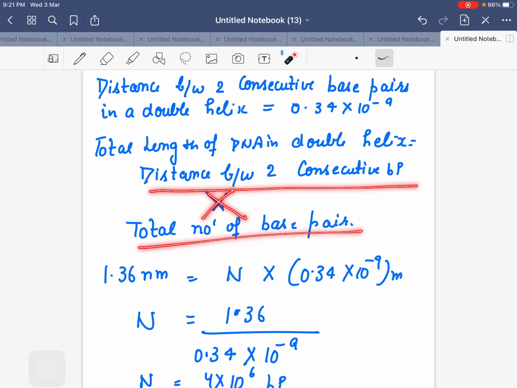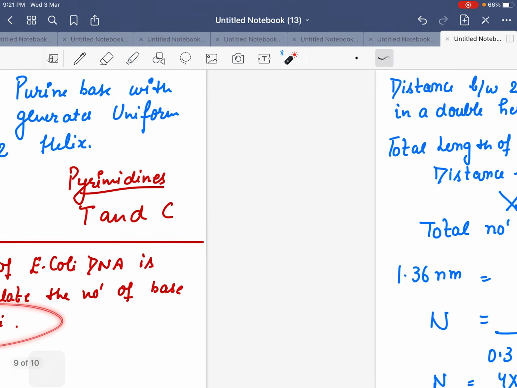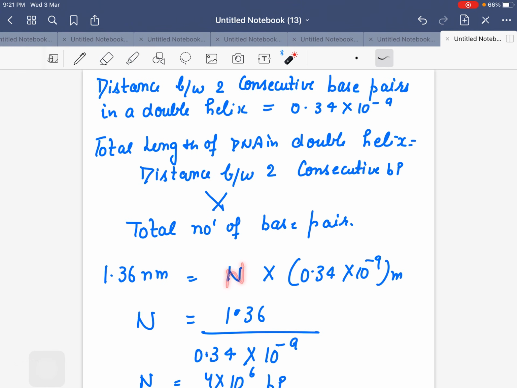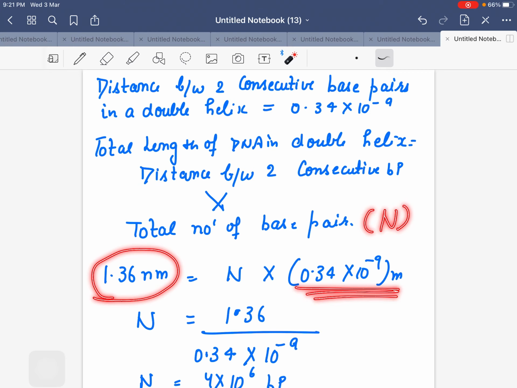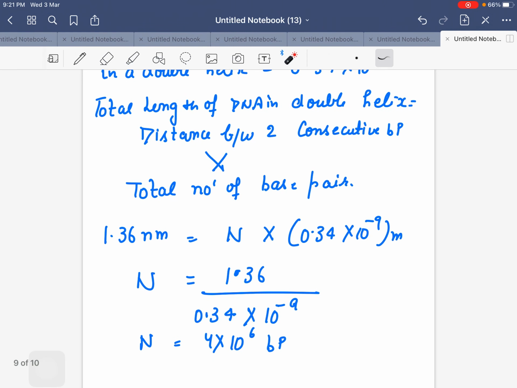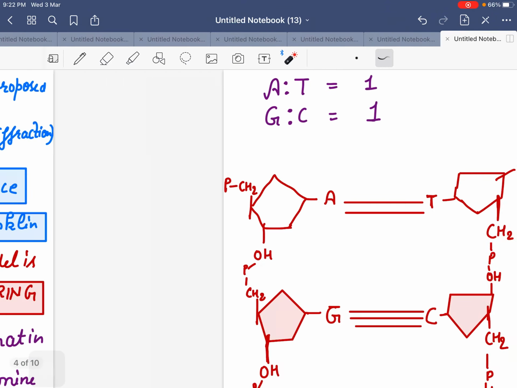Now the total number of base pairs is not known, because we have to count it, right? So I am assuming the total number of base pairs as n. Length of DNA is given to me. Distance between two consecutive base pairs is 0.34 into 10 raised to power minus 9. Just write it down in your notebook, and then you can calculate. So n will be 1.36 divided by 0.34 into 10 raised to power minus 9. So your answer will be 4 into 10 raised to power 6 base pairs.